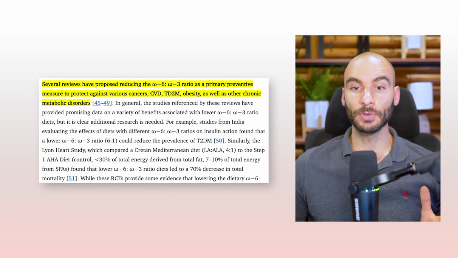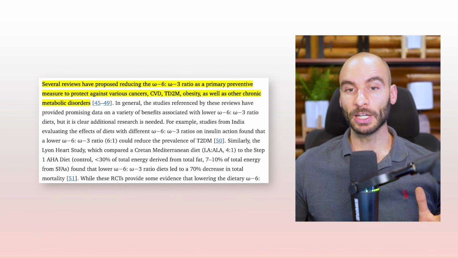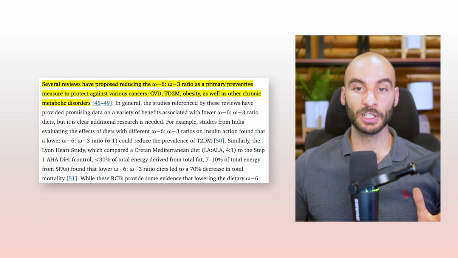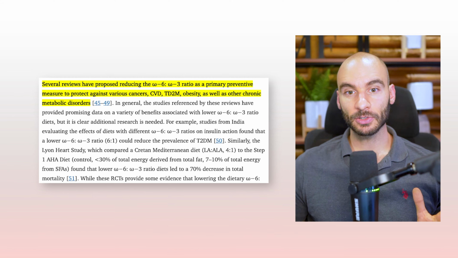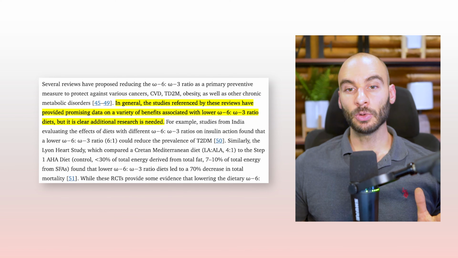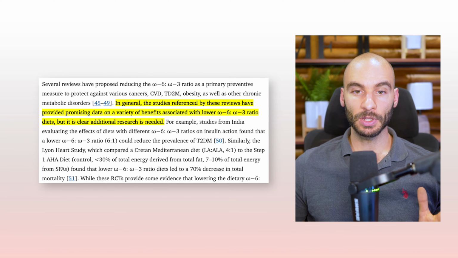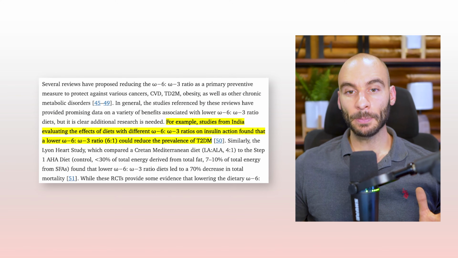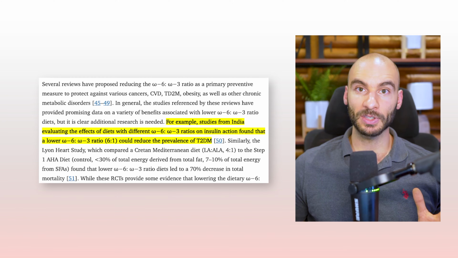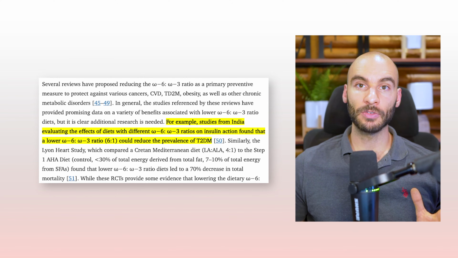So what they say here is several reviews have proposed reducing the omega-6 to omega-3 ratio as a primary preventative measure to protect against various cancers, cardiovascular disease, type 2 diabetes, obesity, as well as other chronic metabolic disorders. In general, the studies referenced by these reviews have provided promising data on a variety of benefits associated with a lower omega-6 to omega-3 ratio, but it is clear additional research is needed. For example, studies from India evaluating the effects of diets with a different omega-6 to omega-3 ratio on insulin action found that a lower omega-6 to omega-3 ratio, so that was at a 6-to-1 ratio, could reduce the prevalence of type 2 diabetes.